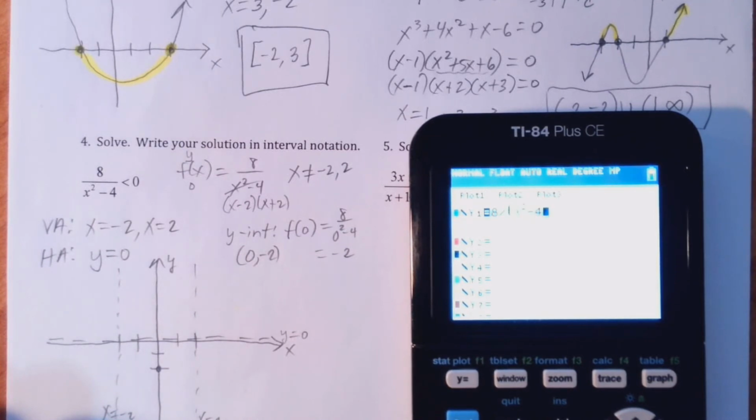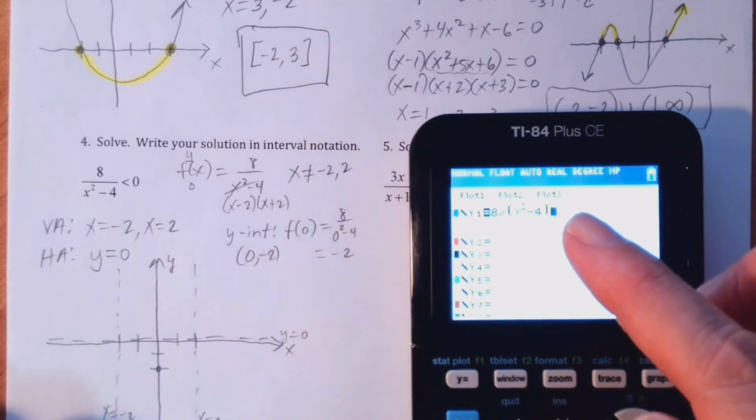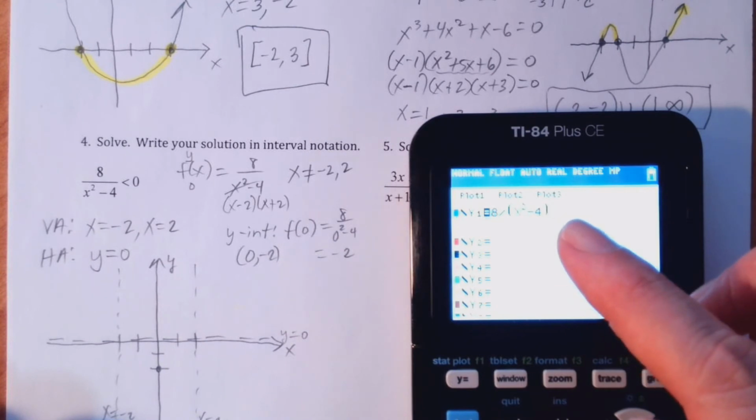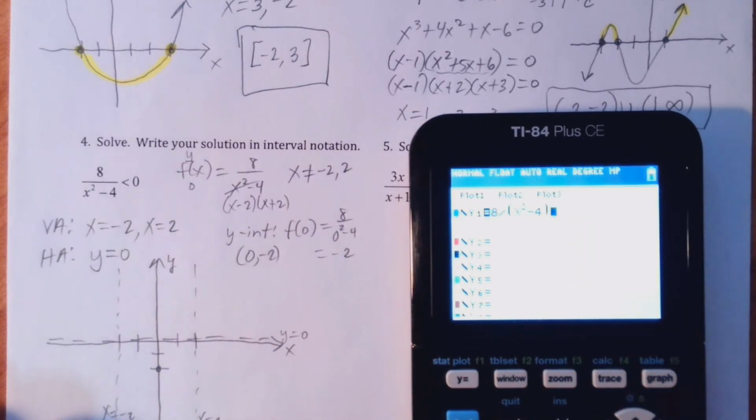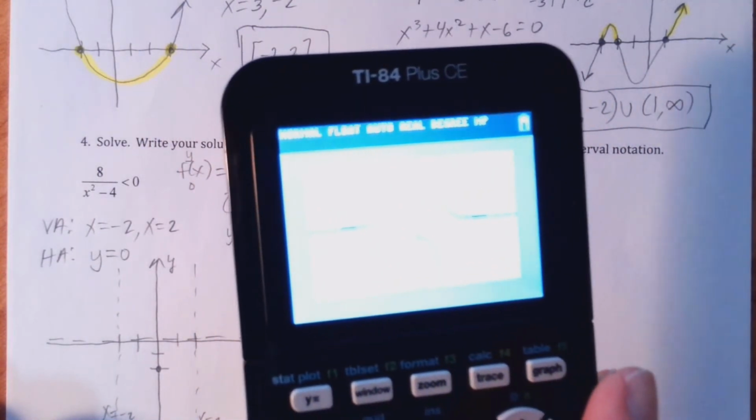minus 4. Now, for some of you, if you have this calculator, if you click on math on the far right, you'll see fraction, and you can use that to put in the fraction. Otherwise, you'll put it in like I do here. If you put a binomial or trinomial in the numerator or denominator, you're going to want to have parentheses. All right, so let's go ahead and do zoom and standard. And this is not picking that up better, I don't know why.